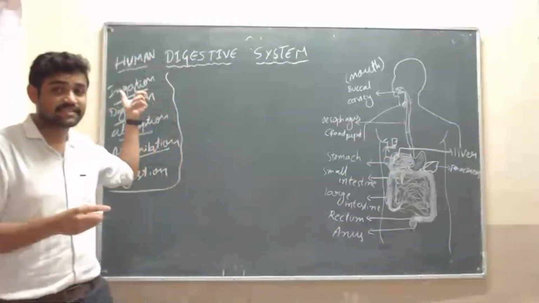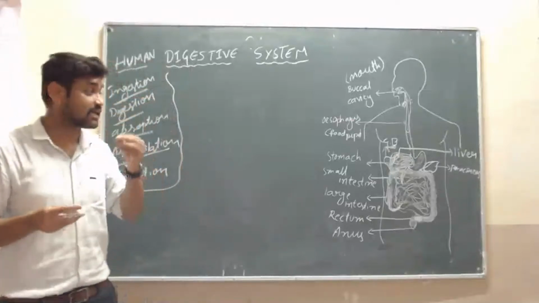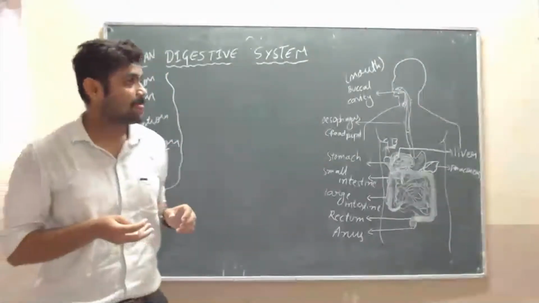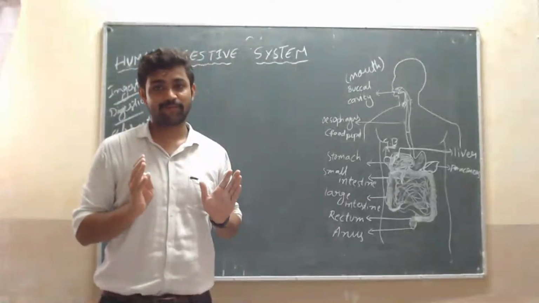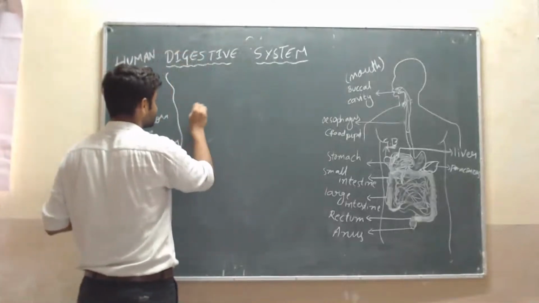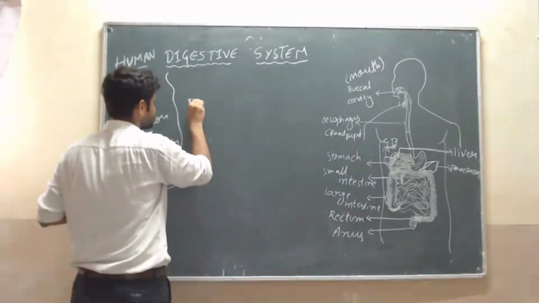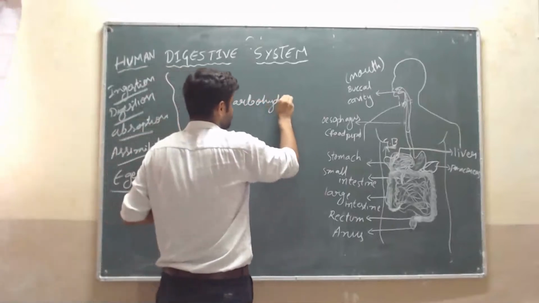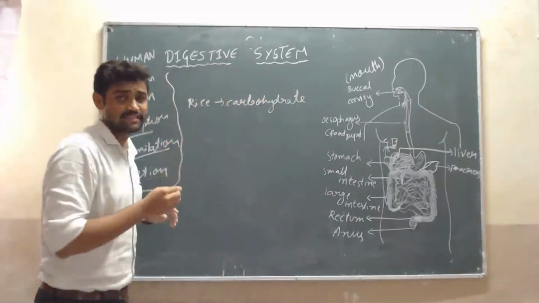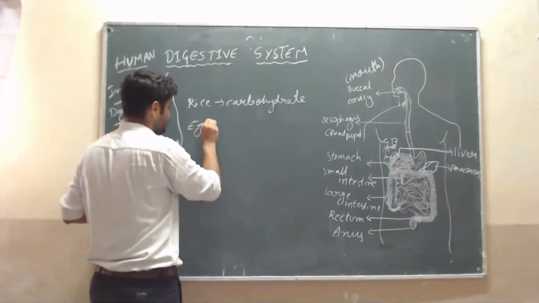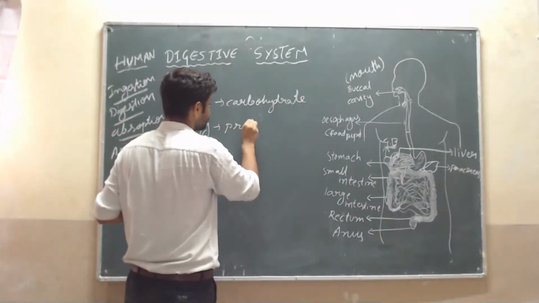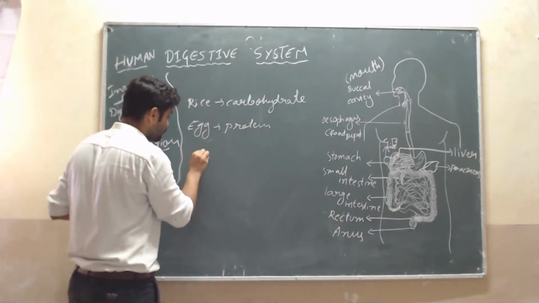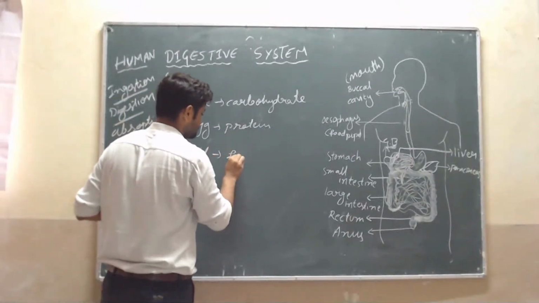Ingestion means consuming food. By taking one example, I will take egg biryani on the table. That egg biryani contains rice. Rice is carbohydrate rich, and egg is a protein-rich item. And oil, that is the fat.